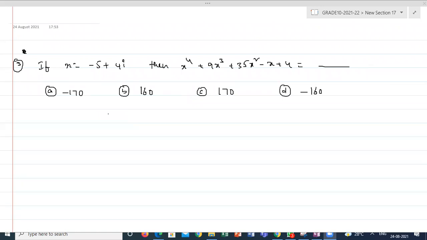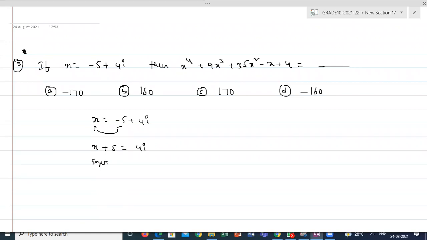Sir, we can form some quadratic equation out of x. Sorry? How you can form a quadratic equation? So there is a possibility. x is equal to minus 5 plus 4i. I'm taking minus 5 this side. x plus 5 is equal to 4i.